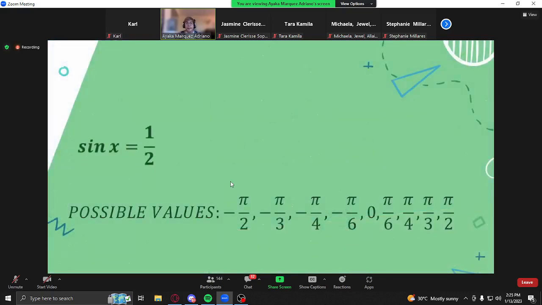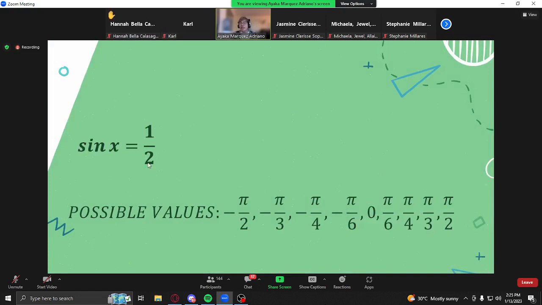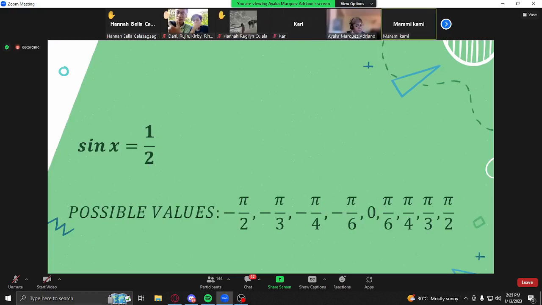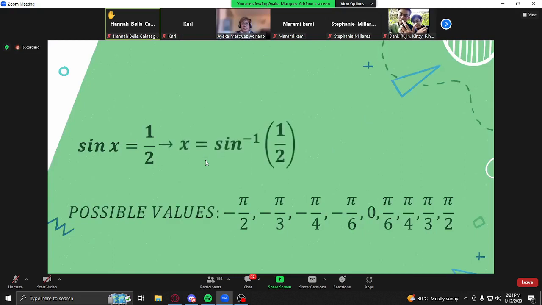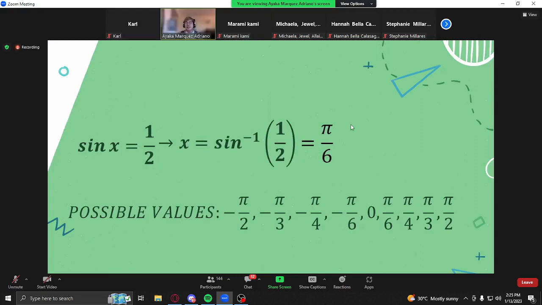Halimbawa, tulad ng tanong ko kanina, if sin x is equal to 1/2, what do you think should be the value of x? Yes, Hannabella? Pi over 6 po. Tama. Very good. It's pi over 6 radians, because when we replace sine 30 degrees, or pi over 6 radian, the answer will be the exact value 1/2. Okay?